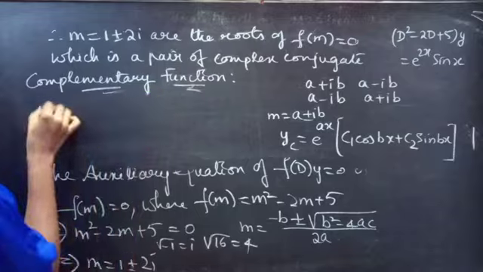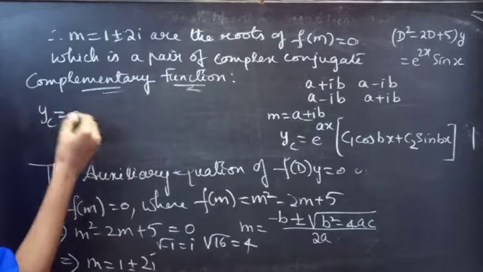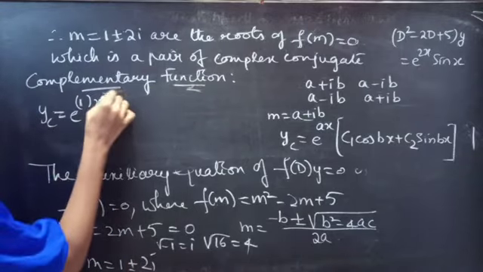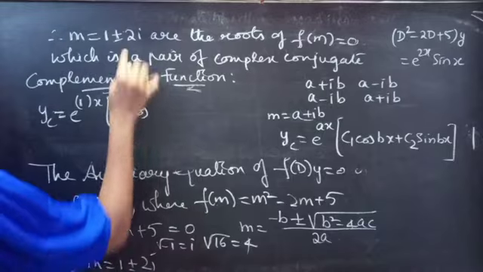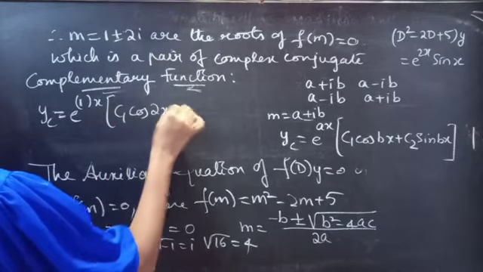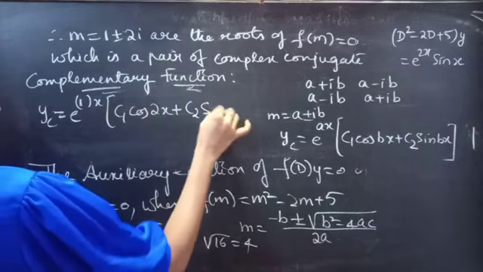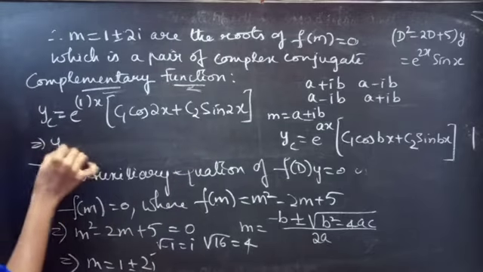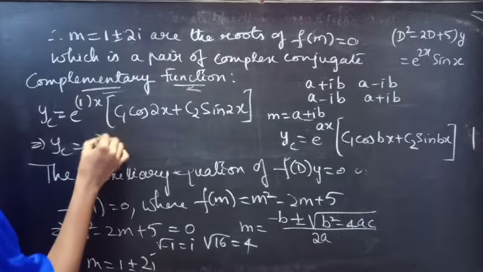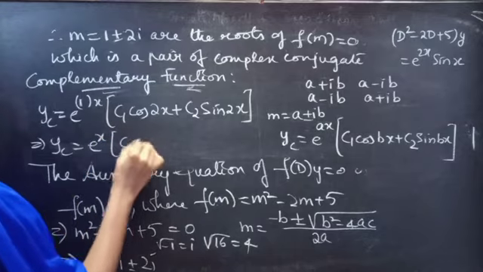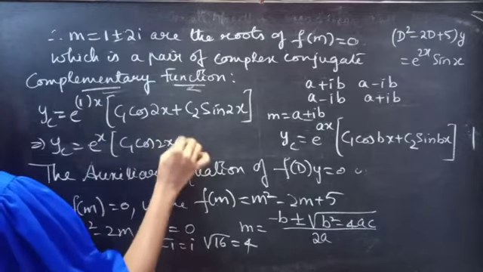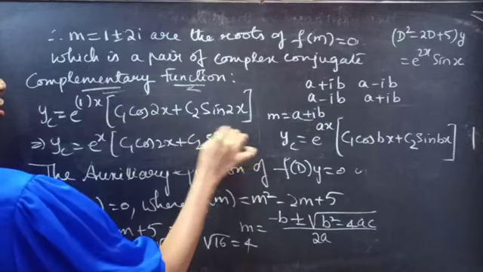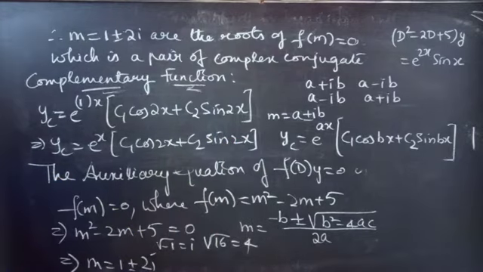Our complementary function looks like this: e power 1 into x into c1 cos 2x plus c2 sin 2x, right? Then yc equals e power x into c1 cos 2x plus c2 sin 2x. Now we got yc. Let's find yp now, the particular integral.